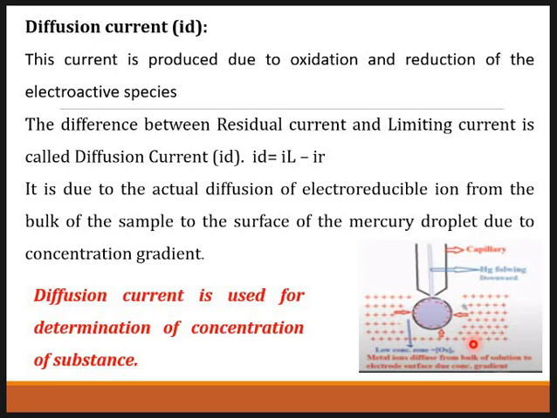And this diffusion current is used for the determination of concentration of the substance. That is, when we increase or decrease the concentration of the substance, that will alter the diffusion current. So one can get the concentration of the substance from the diffusion current value.